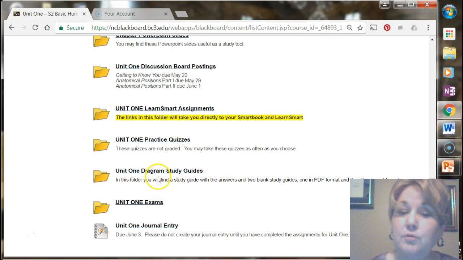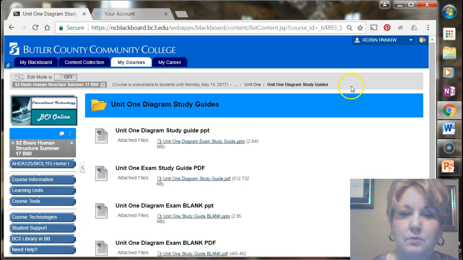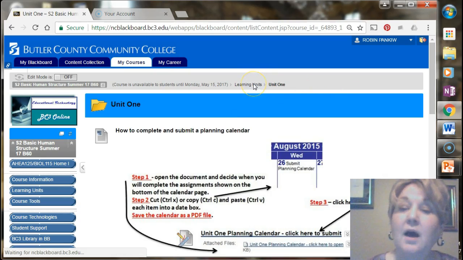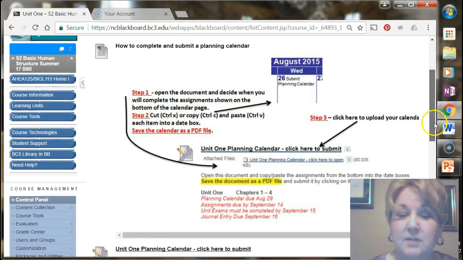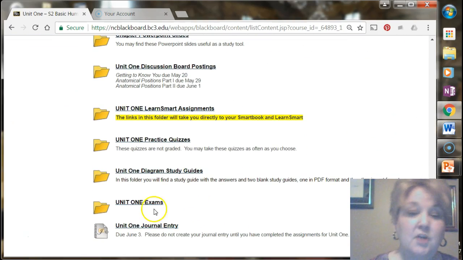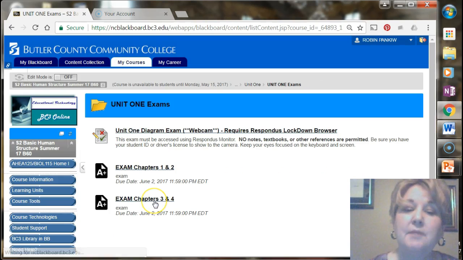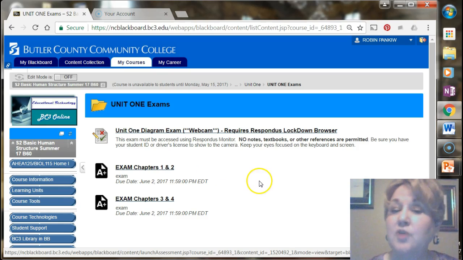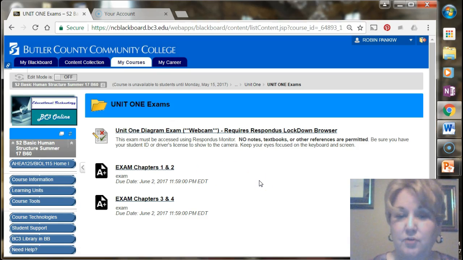I won't be able to, excuse me, I went to the wrong place. I won't be able to link onto this because I'm not in Respondus Monitor at the moment. Okay, so you'll find your diagram exam right here in the Unit 1 diagram exam requires Respondus Lockdown Browser. So you're going to have your ID, keep your eyes focused on the keyboard and on the screen.